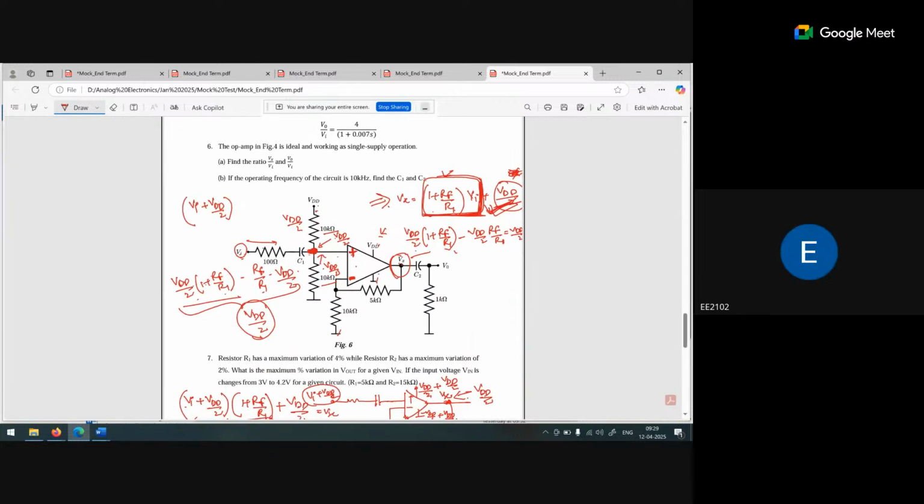Now you can calculate the Vx by Vi. Second is the V naught by Vi. So what is the relation between Vx and V naught? Now here you consider the C2 capacitor. Again, it creates an effect of VDD by 2, but we are not giving the connection with the VDD by 2, so you can consider the C2 effect.